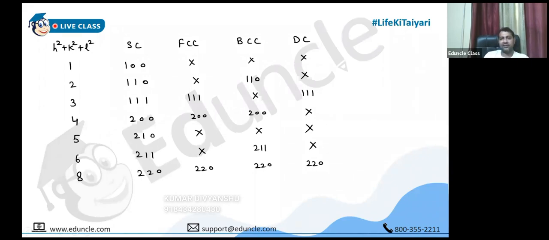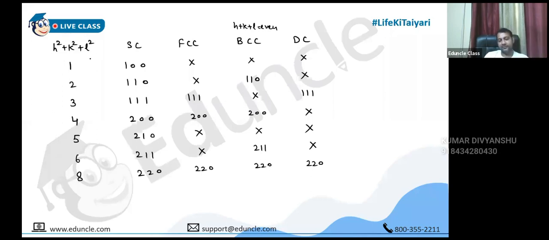For BCC, I am checking whether the sum is even or not. If it is even, then it is present. For FCC, I am checking whether all of them are even or all of them are odd. If so, then that is present, and if they are mixed, that is not present. In diamond cubic, either all odd, and if they are even, then their sum should be divisible by 4. That's what I am checking. Please check it yourself. I have taken the planes in increasing order of the sum of squares of the Miller indices. So that is the difference between different crystal structures.